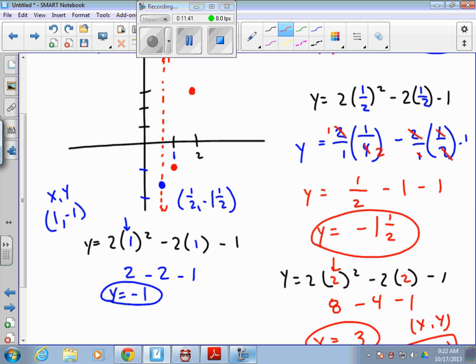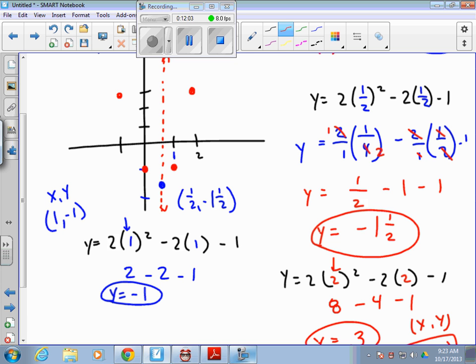Just match them on the other side. You don't have to work anything else. Just match them on the other side of your graph. We know that from the vertex, you go over a half a unit, and you go up to negative 1. And then we go over 1 more unit to get to our next x value, and we go up 3.